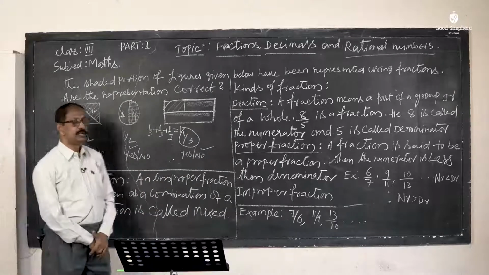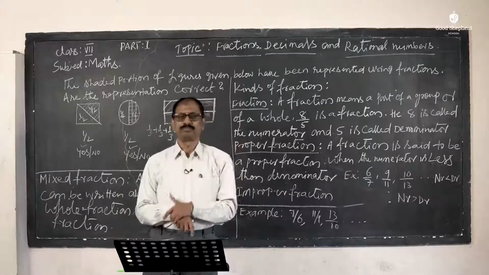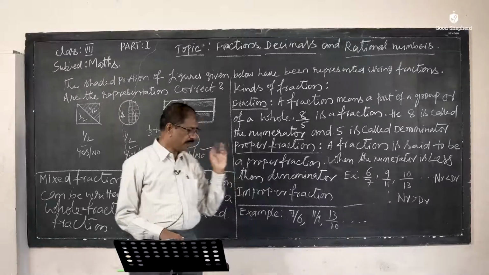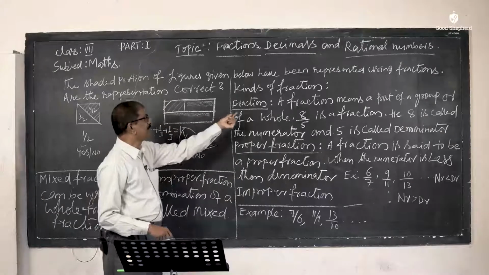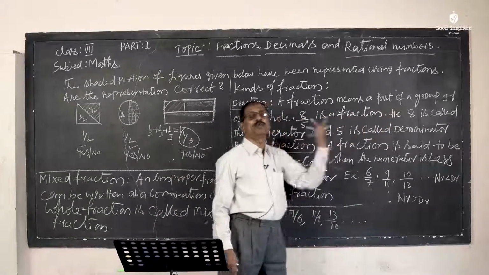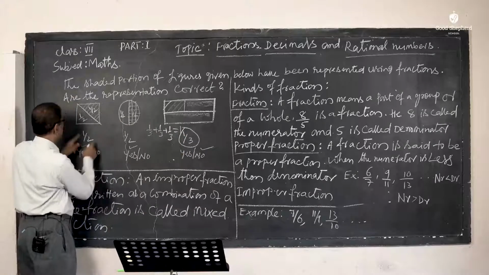The next is, we are going to learn about the kinds of fractions. This we have already learned in class 6. What do we mean by a fraction? A fraction means a part of a group or a part of a whole. Just now we have learned a part of a whole, where each fraction 1 by 2 is a part of a whole number.